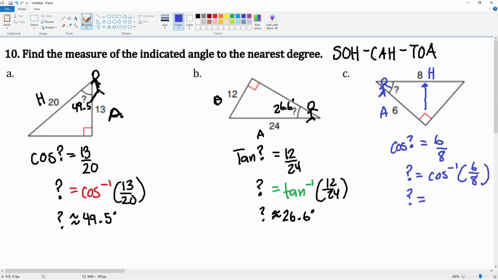So let's see what the question mark is. Cosine inverse of 6 divided by 8. That gets you approximately 41.4 degrees. Okay, so there you go. To find the angle, you basically have to use the trig inverse ratios, okay, or the trig inverse.